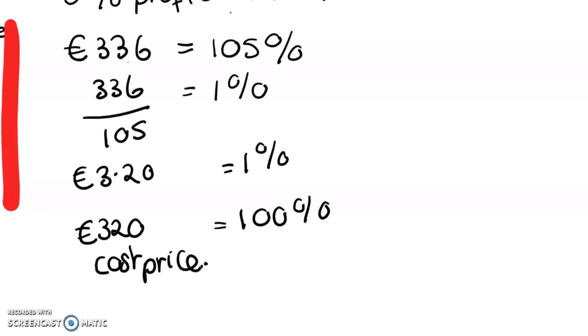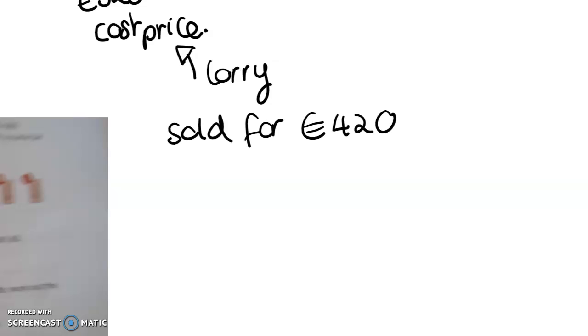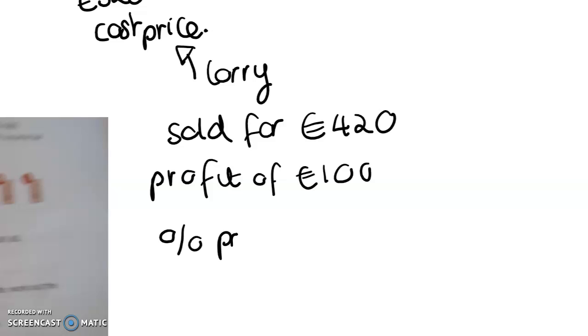Now the question is, if the store makes 5% profit on the cost price of the overcoat during the sale, what percentage profit did it make on the cost price before the sale? So €320 represents the cost of the overcoat coming off the lorry. It is sold then inside in the shop for €420, wasn't it? Before the sale. They're talking about before the sale now. Therefore, that's a profit of €100. And they're asking us to find the percentage profit.